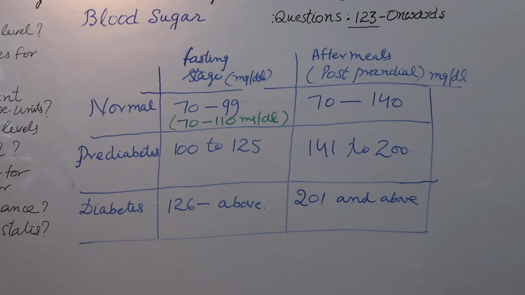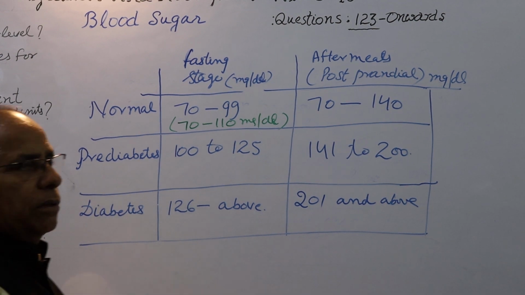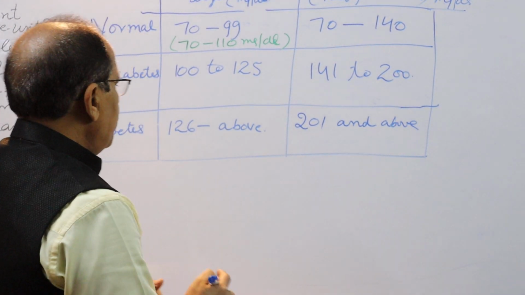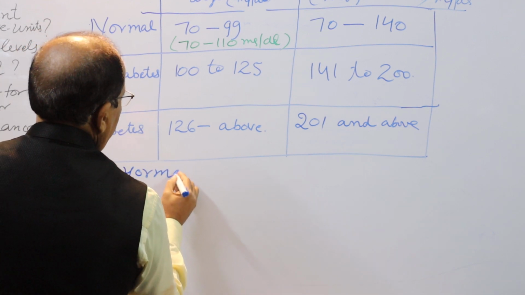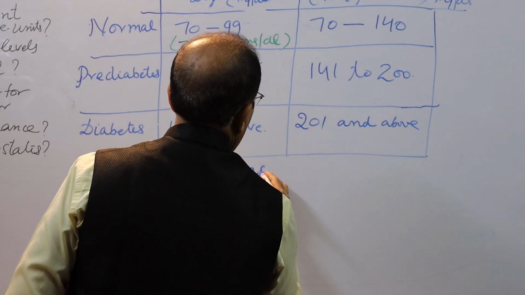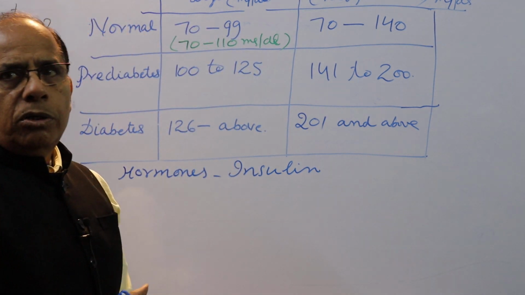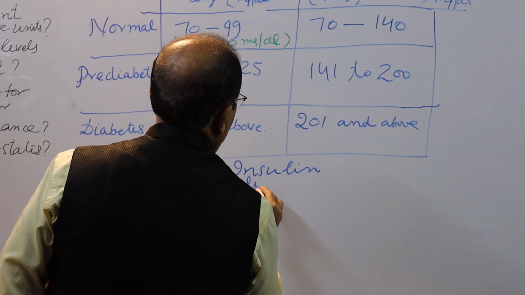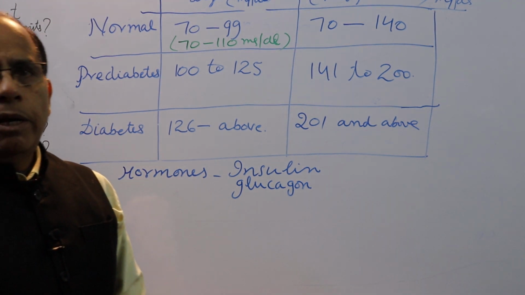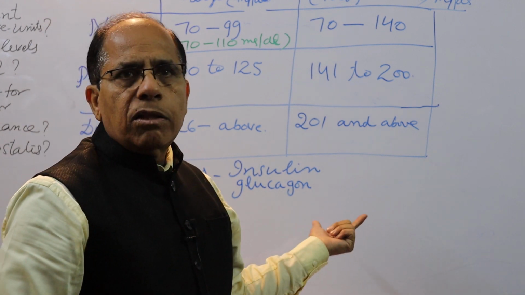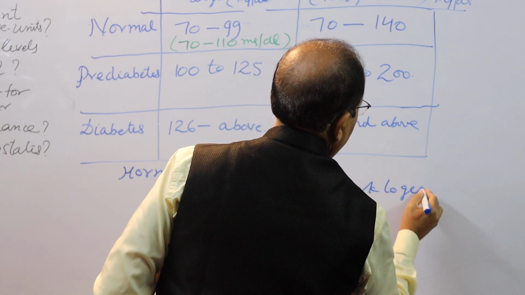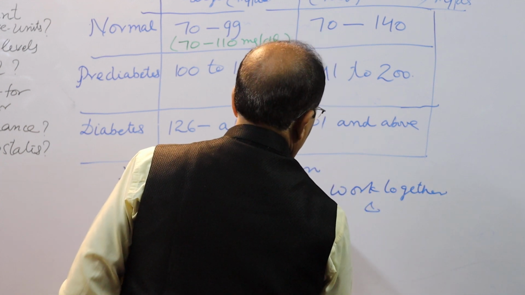Now next question is, what are the hormones which control the blood sugar level in our blood? There are two hormones, the hormone insulin and the hormone glucagon. These are the two hormones which work together to control the blood sugar level, and they work in the reverse direction.